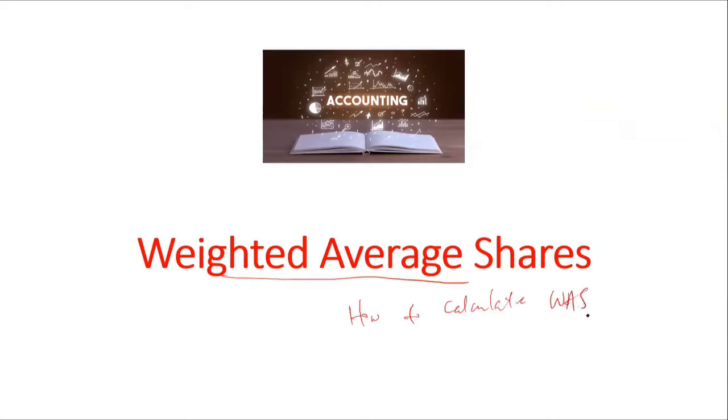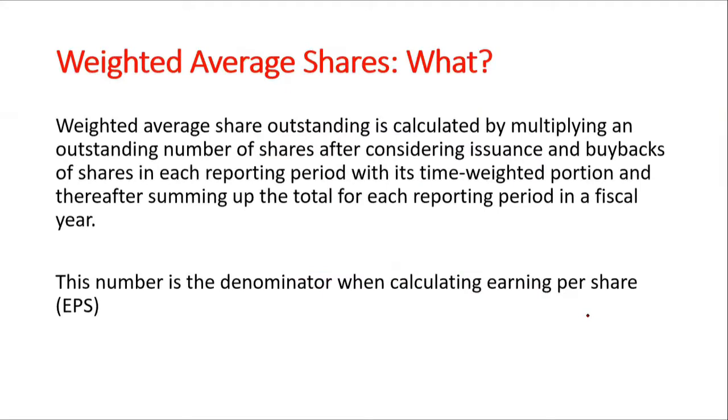weighted average shares. So first things first, what are weighted average shares? Weighted average shares are basically calculated by multiplying the outstanding number of shares, after considering issuance and buybacks of shares, in each reporting period. So it's the equity, but time weighted. It's a time weighted portion of equity.